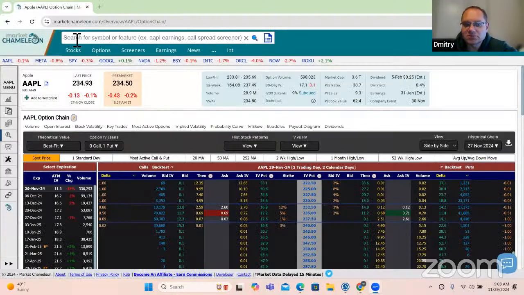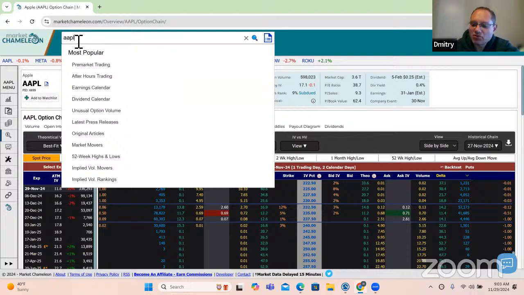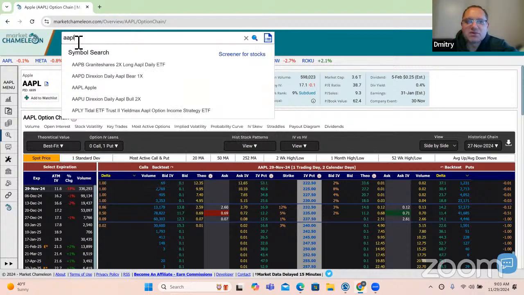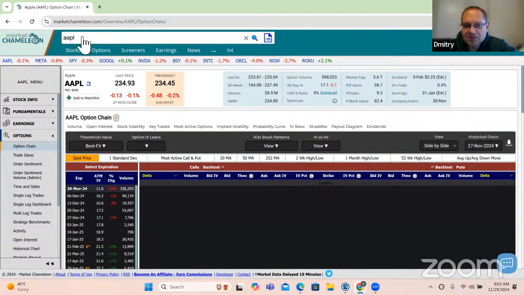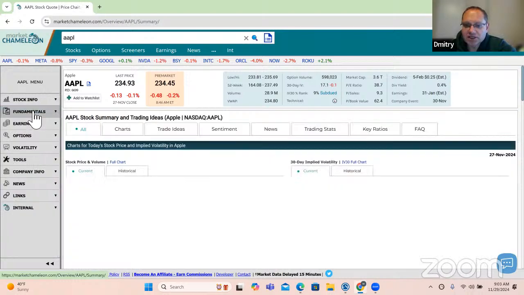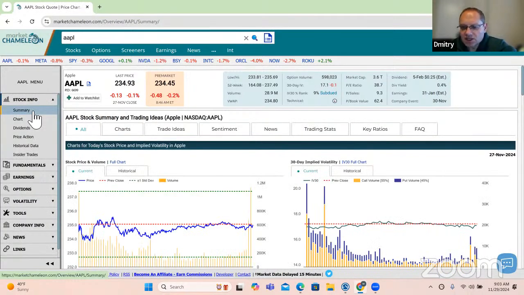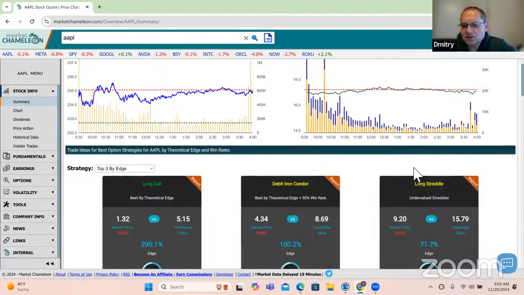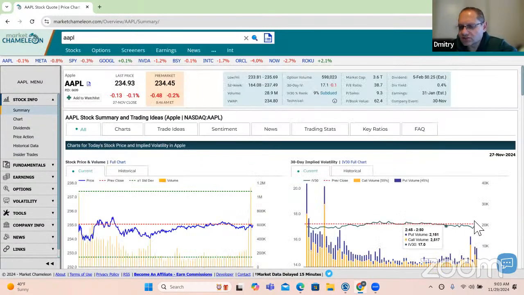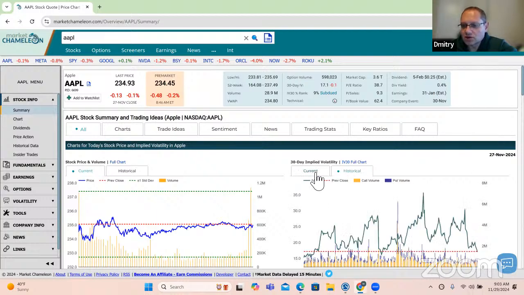So I'm going to share my screen here. And what we'll do is look at a particular stock. To do that, you can just type the stock symbol up top in the search. I'm going to use Apple, for example. When we type in the Apple symbol up top, you're going to end up on this summary page, and over here it gives us a chart of the current implied volatility for the day. You do have a chart for historical volatility.